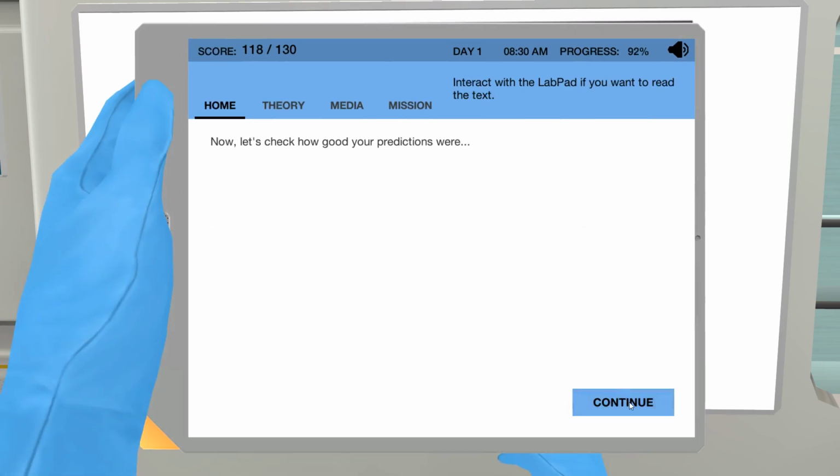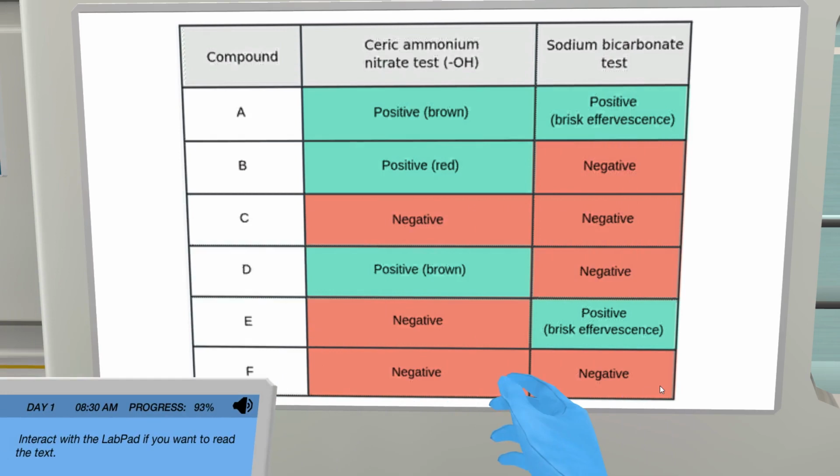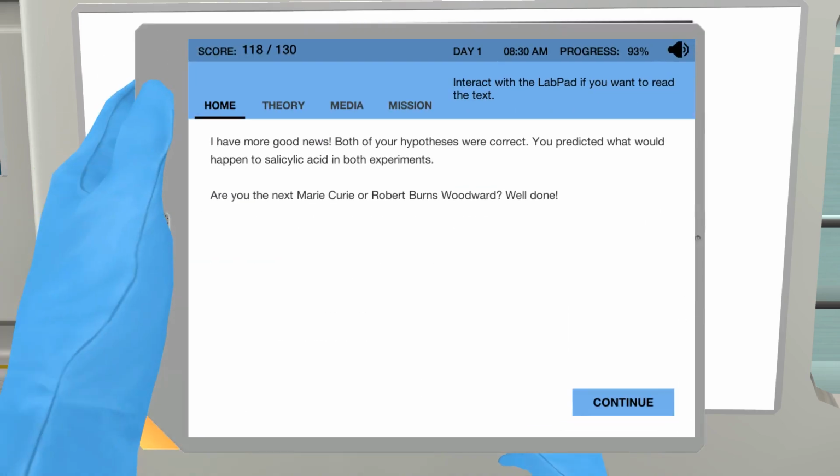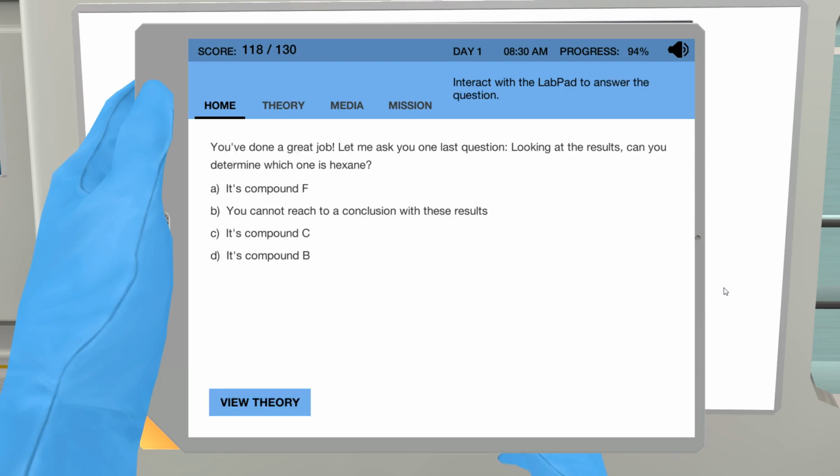Now, let's check how good your predictions were. I have more good news. Both of your hypotheses were correct. You predicted what would happen to salicylic acid in both experiments. Are you the next Marie Curie or Robert Burns Woodward? Well done. You've done a great job.